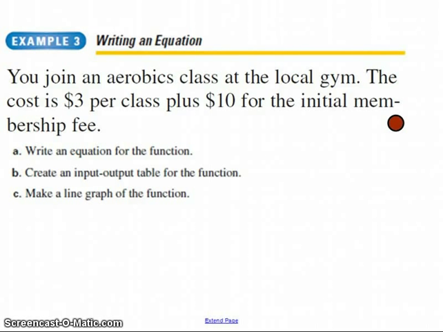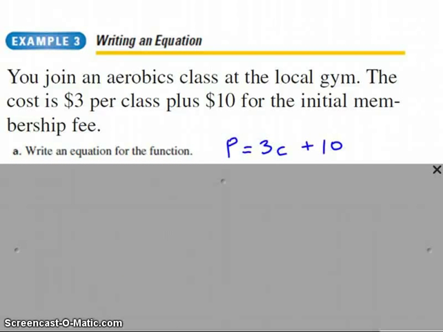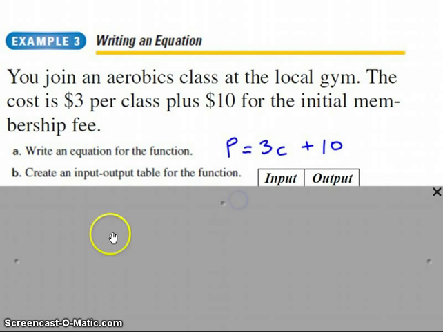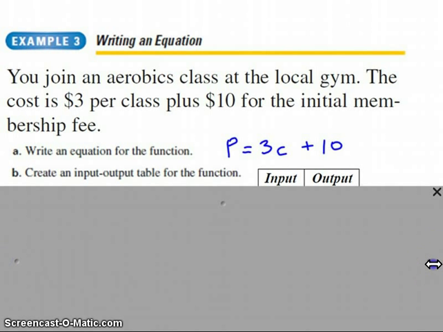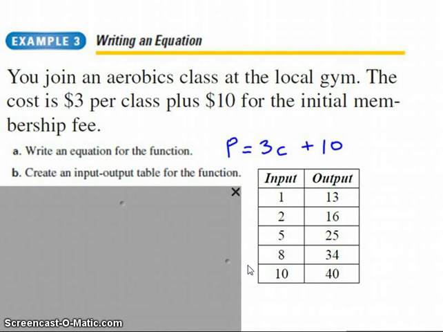Okay, I'm going to assume you did that. Here's the equation. The total price is going to be equal to 3 times C. C stands for the class, so $3 per class, plus $10, that's the starting amount. The input-output table looks like that.